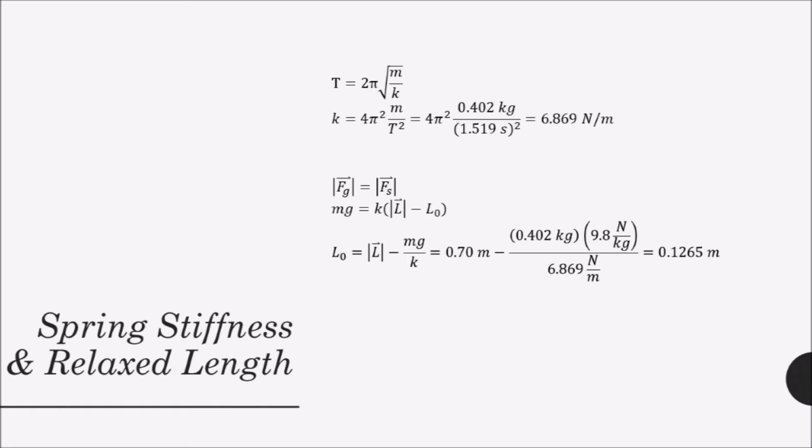Next, we will solve for L0, the relaxed length of the spring, using the spring stiffness. As you can see, in this case, the magnitude of the force of gravity is equal to the magnitude of the force of the spring. Therefore, mass times gravity is equal to the spring stiffness times the stretch, which is the stretch length minus the relaxed length. We can rewrite this as L0 is equal to the stretched length minus the mass times gravity over the spring stiffness. We find that the relaxed length of the spring is 0.1265 meters.